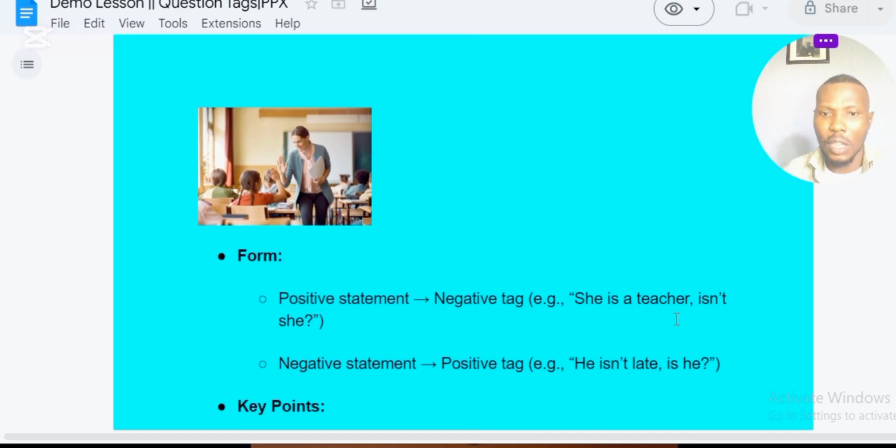Let me give you a negative statement. If I say something like "she isn't fast," you see there's "isn't" already, that means there's a negative in the statement. The tag will come as "is she?" You see that? So isn't becomes is, wasn't becomes was. For example, "she wasn't outside." The tag is "was she?"